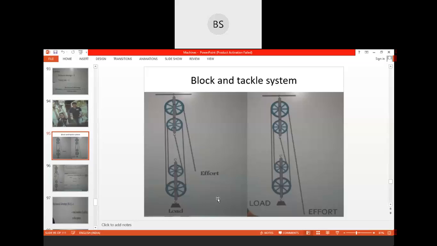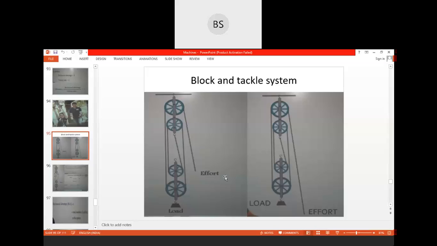Yes. So what is a block and tackle system? What is block? Many pulleys attached in a fixed frame. When a combination of two or more than two pulleys are attached in a fixed frame, it is called a block. And what is tackle, children?